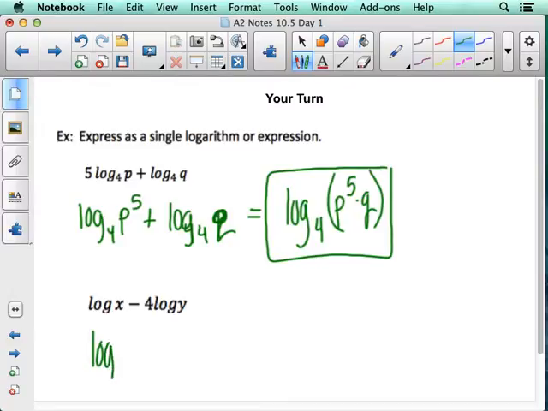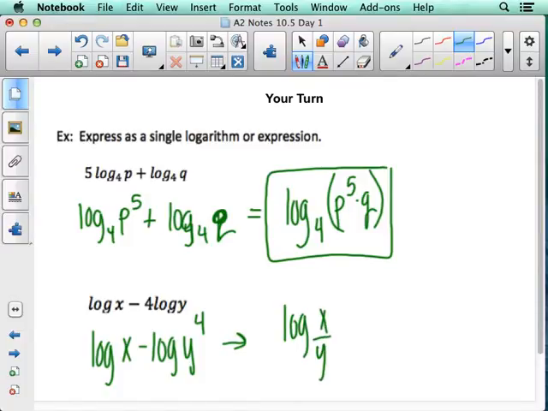This one becomes log of x minus log of y to the 4th. Since it's subtraction, I can combine using division. So log x over y to the 4th. And that's that.